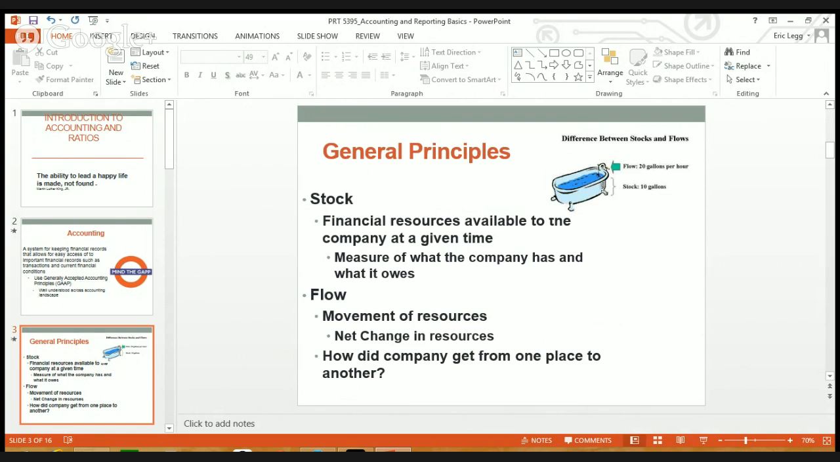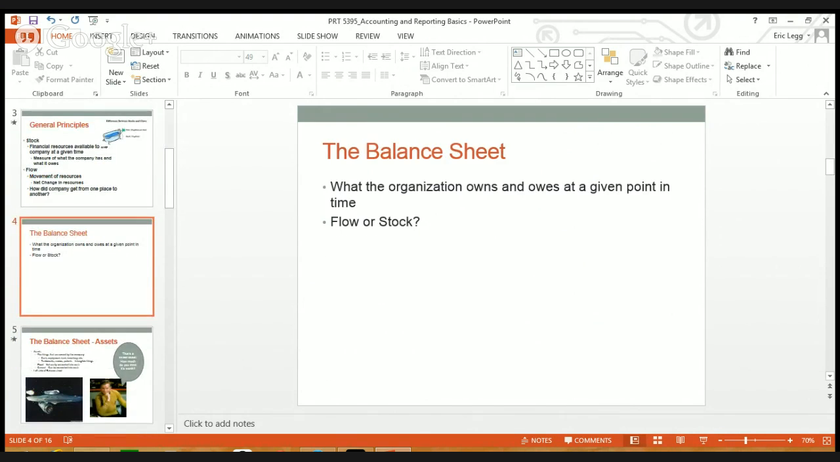Flow is a video. And for our purposes, we're going to look at two basic financial statements. They're the most commonly used ones, the balance sheet and the income statement. So first of all, the balance sheet is what the organization owns and owes at a given point in time. So back to our flow or stock words. This is a snapshot. It's a given point in time, so this is a stock measure.